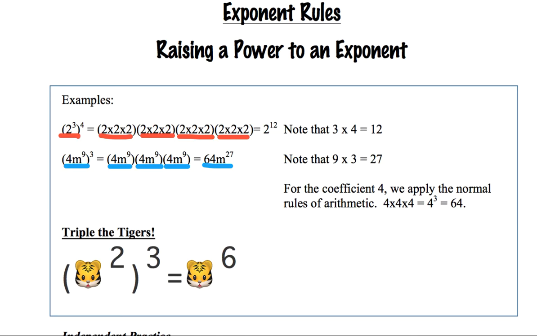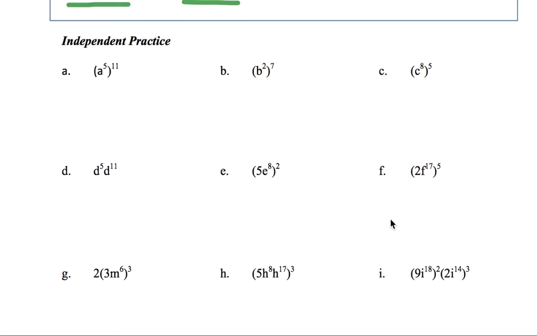And I like to think of the parentheses as like a cage. So this 3 tells us we need 3 cages, and each cage has 2 tigers in it. So when we bust them loose, we're going to have 6 tigers. All right, let's take a look at some of those examples.